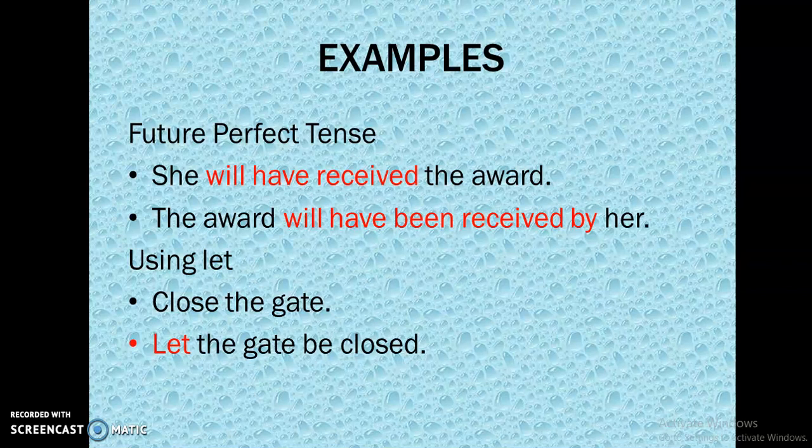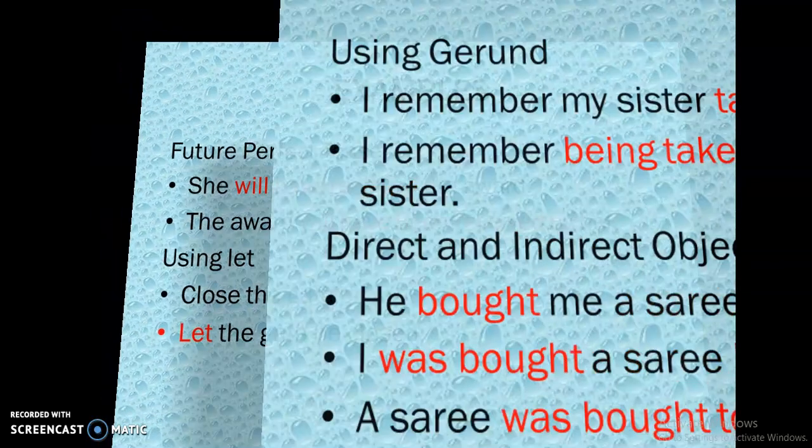Future perfect tense. She will have received the award. Active voice. The award will have been received by her. Passive voice. Now how will you use let? Close the gate. The passive voice is let the gate be closed.